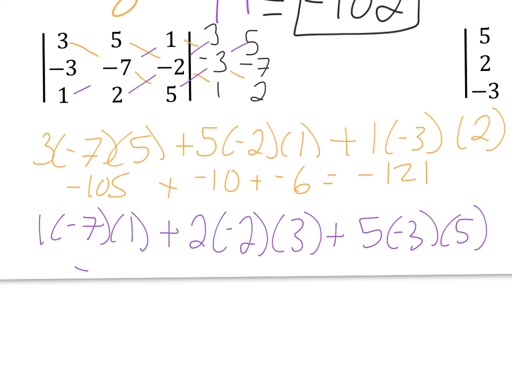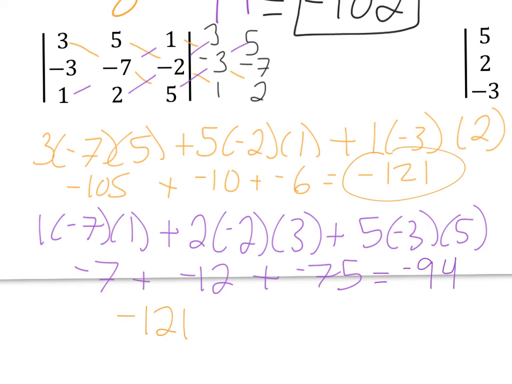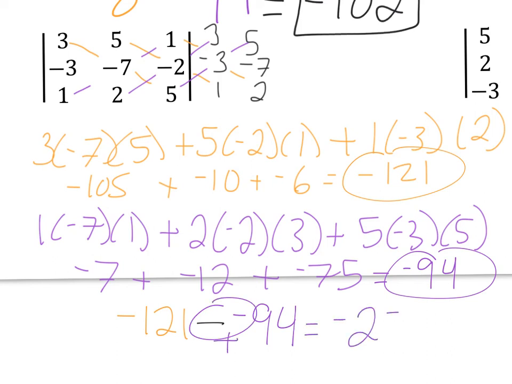So when I multiply these, it's just negative 7. These, it's negative 12. And these, it's negative 75, which will equal negative 94. And then we're going to do the same thing where we take our negative 121 from here and we subtract it from our negative 94. That turns into a plus sign, and we get negative 27. So negative 27 is the determinant of this matrix.